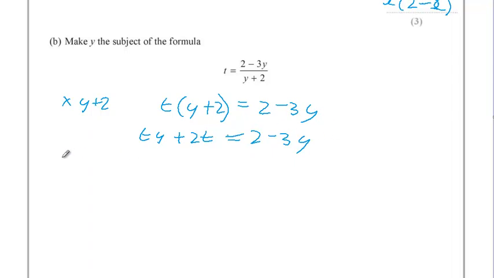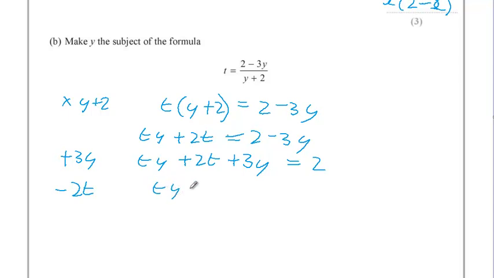We do it in stages. Add 3y to both sides. ty plus 2t plus 3y equals 2. And then we'll move this 2t to the other side, so minus 2t, both sides. And we'll end up with ty plus 3y equals 2 minus 2t, and then we'll factorise this.